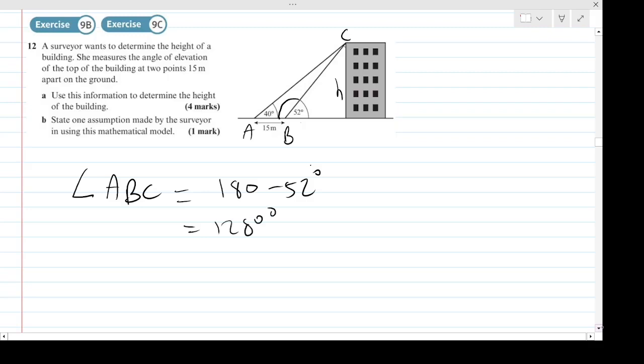So actually I can fill this in. So 128 there. There we are. It's a bit awkward, not the best drawn diagram. Not a lot of room, but there we are. So now, actually I'll redraw it. I'm going to redraw the first triangle with that filled in. So I know this angle's 40 and I know that angle now is 128. And I also know this side here is 15.